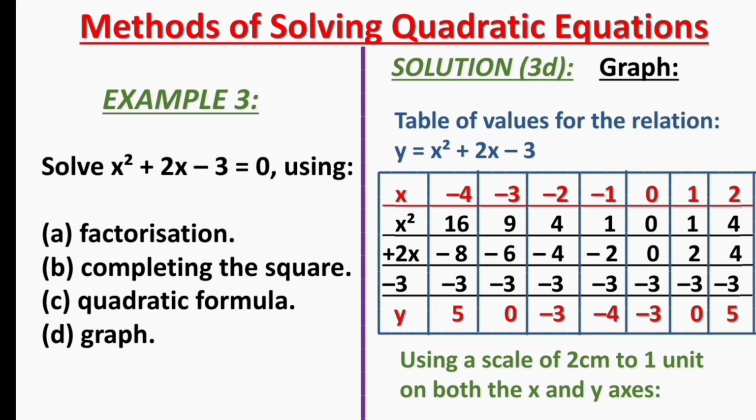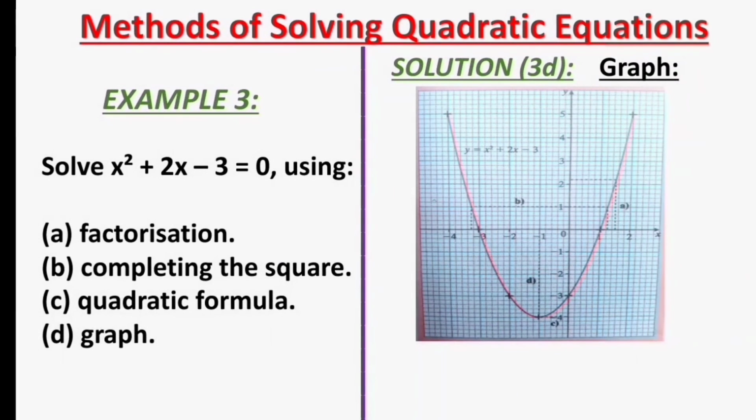Next, we are going to use a suitable scale to plot the graph of this quadratic function using the x and y coordinates from the table of values. If you plot the graph, this is what you will get as your result. Here is the graph of the relation y is equal to x squared plus 2x minus 3.